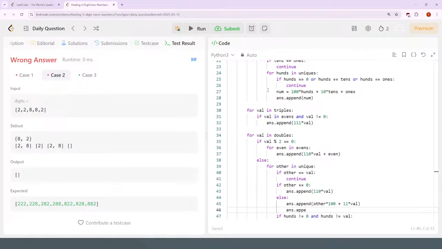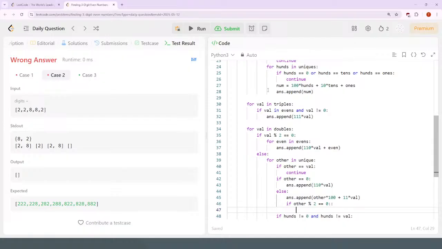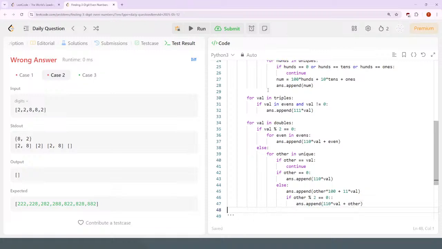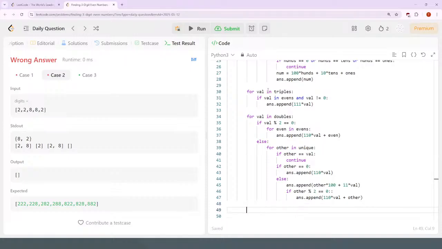So if the other value is 0, then just do this. Otherwise, do this, and if the other value is even, then append this as the last digit. Okay. And then answer.sort.